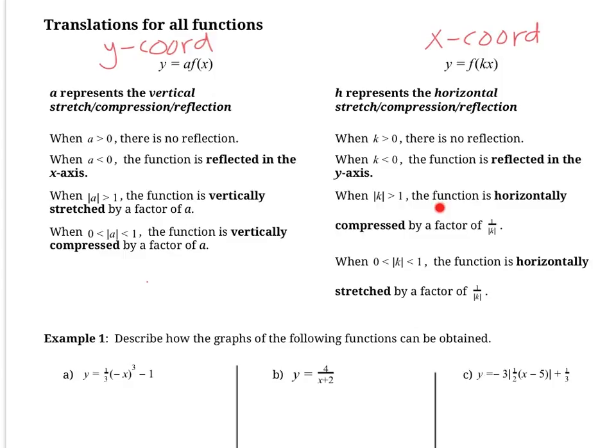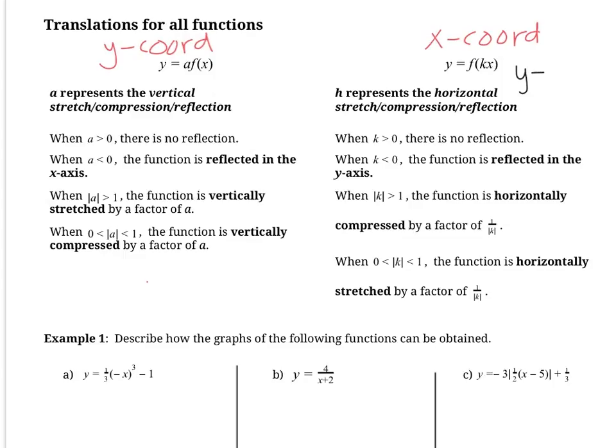Let's take a look at when k is greater than 1. It would look like that number would be multiplied by all the x's, but actually it's the opposite. All of the x's are going to be divided by that k. So we say that the function is horizontally compressed by a factor of 1 over k. That means instead of multiplying by k, we're dividing by k, which is the exact same thing as multiplying by 1 over k. Here's what I mean.